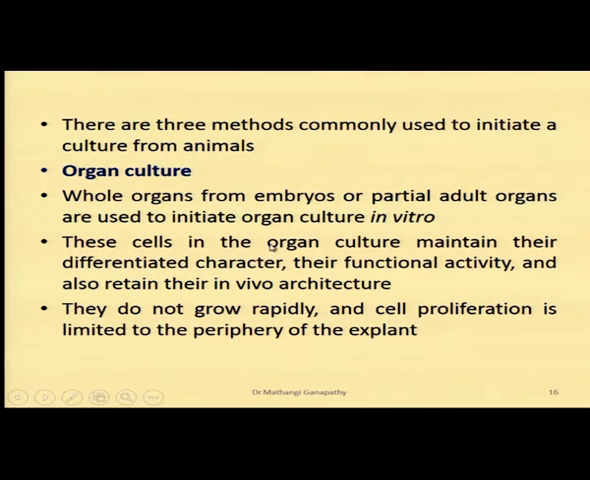The cells in the organ culture maintain their differentiated character. So this is already differentiated to a particular organ, and the cells will maintain the quality of that particular organ. It will not go back, like in the case of plant cells, where we saw that they completely de-differentiate into meristematic cells. Such a thing will not happen here.